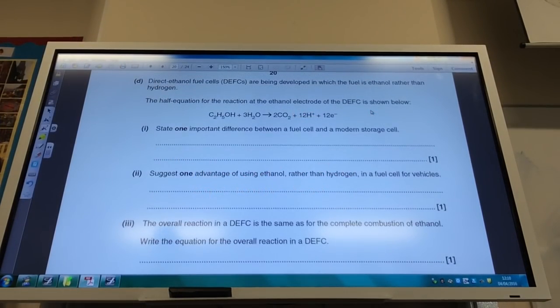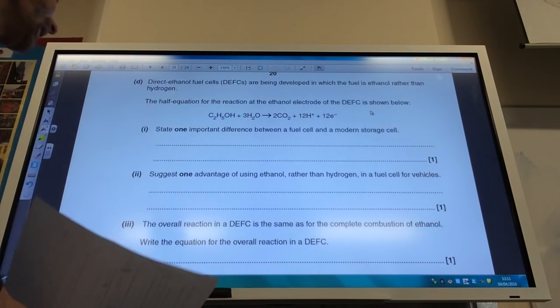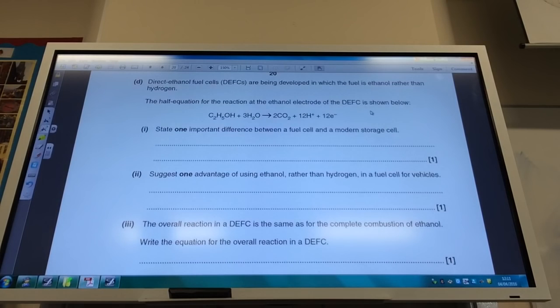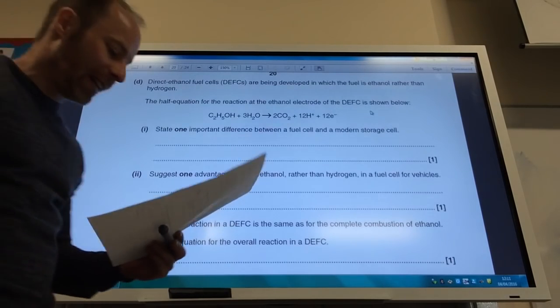Right, okay, so now we're going to look at some direct ethanol fuel cells. It's given me the half equation of the ethanol electrode in the direct ethanol fuel cell, and that's shown below. One important difference between a fuel cell and a modern storage cell: the fuel cell operates continuously as long as you've got a fuel supply and oxygen. One advantage of using ethanol rather than hydrogen, well, ethanol is a liquid, so obviously much easier to transport. And so the overall reaction in a direct ethanol fuel cell is the same as complete combustion of ethanol.